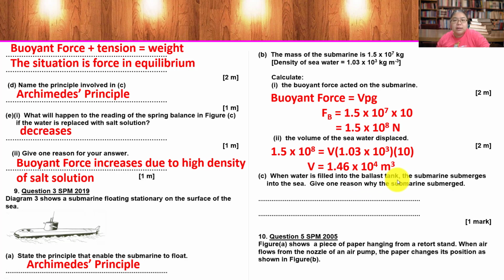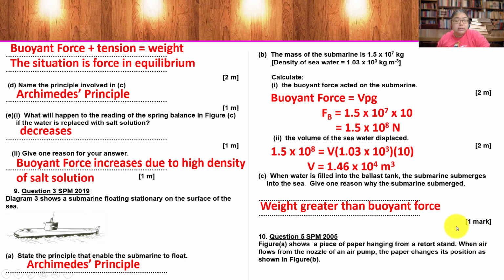The function of the ballast tank is to fill in the water. When they fill it full of water, they will increase the weight. When the weight increases, that means it's bigger than the buoyant force, so they can sink deeper. So from here, weight is greater than buoyant force. That's why they will submerge into the sea.